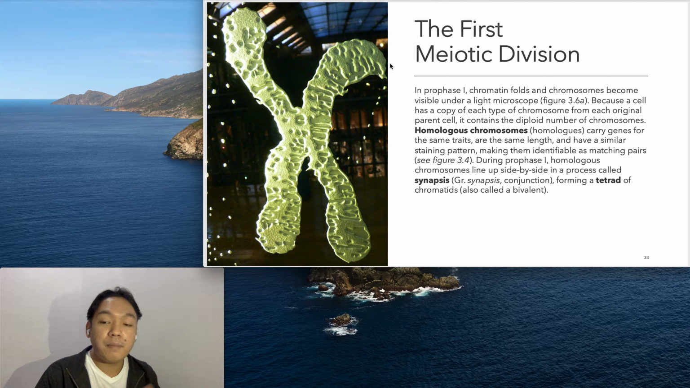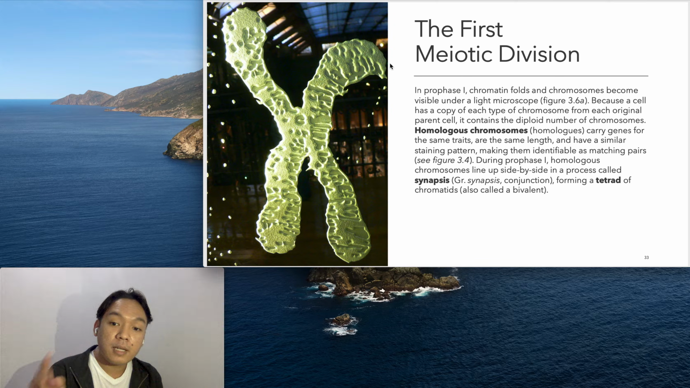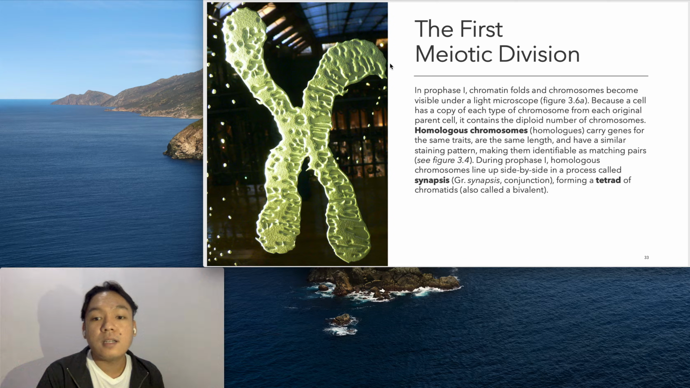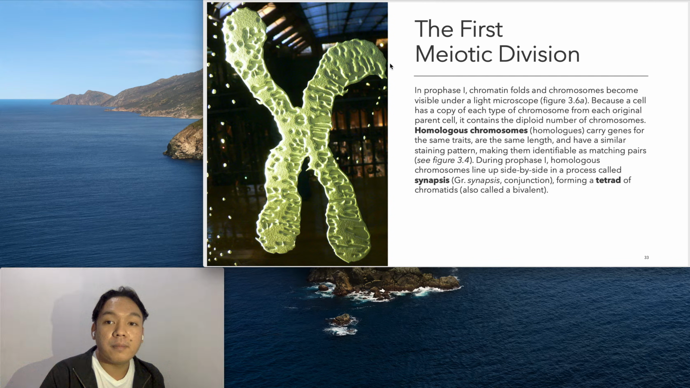So just like the mitosis, because a cell has a copy of each type of the chromosome from its original parent cell, it contains a diploid number. So we can see the homologous chromosomes there. Okay, they carry genes for the same traits, and they have the same length and similar staining pattern. Okay, we can see that when we try to stain the chromosomes, and then they are aligned. After the staining pattern, we could identify that they are similar. Okay, they have the same length. They are identified as matching pairs.